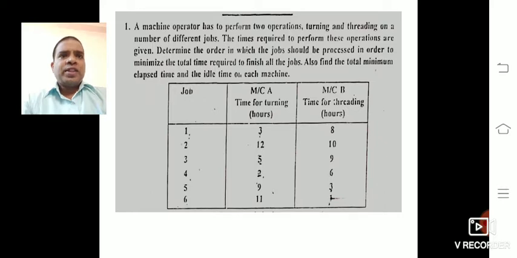Now see the table. Here we are having n number of jobs, that is 6 jobs, and we are having only 2 machines, machine A and machine B. This problem comes under the type 1 category. Now we need to solve the first problem here.